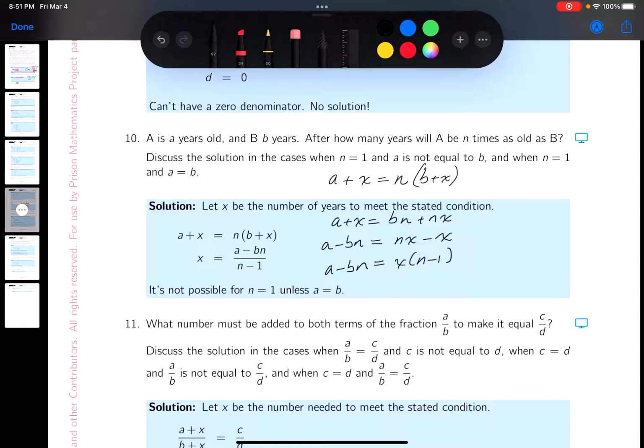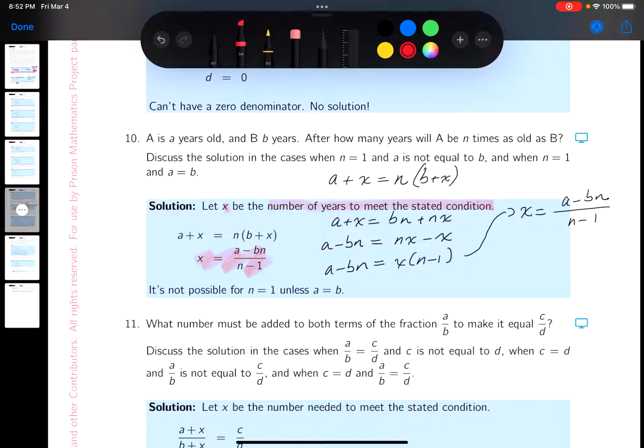And I'm going to divide both sides by the coefficient on x. And I get this over here. So x is going to be equal to, relatively simple by the way, a minus bn. And what do you get on bottom? You would get n minus 1. All right? So I want to point out in a key, you're seeing that right over here, again, with the understanding that x represents the number of years to meet the stated condition. So we're getting what they said.